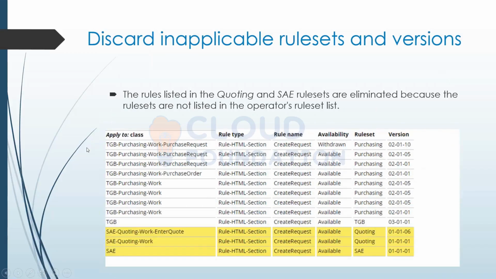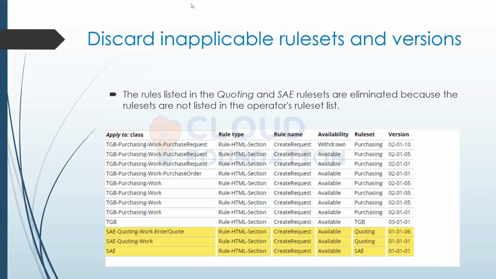And then finally, I have quoting and SCC. I don't need to check the major and minor versions directly, because they are not available on the list, so they are discarded. Now, after this step, I will end up with probably 4, 5, 6, 7, 8, probably 9 rule candidates that I am left with after discarding inapplicable rule sets and versions.